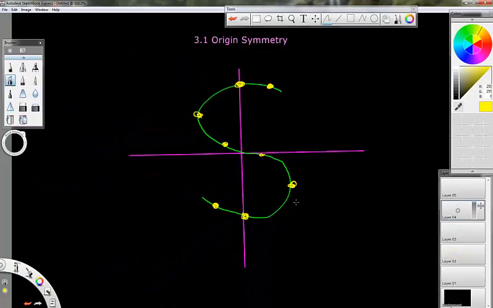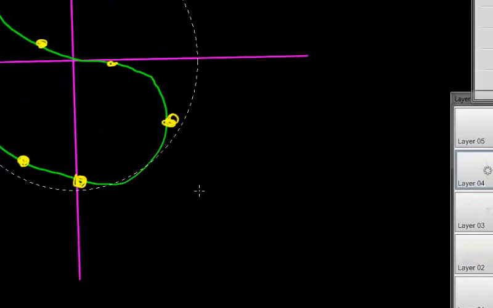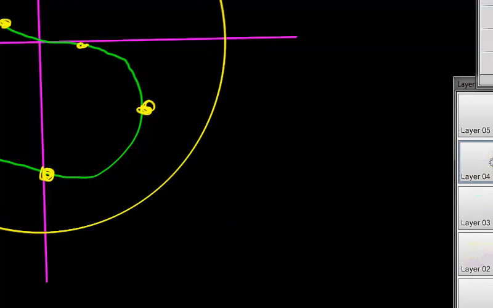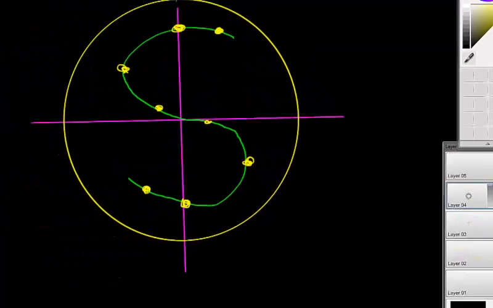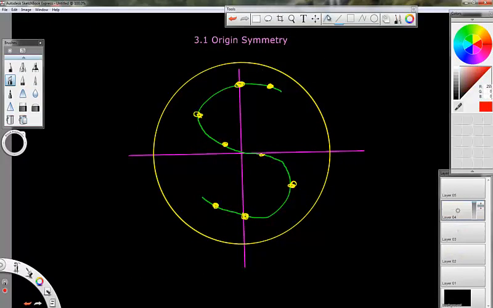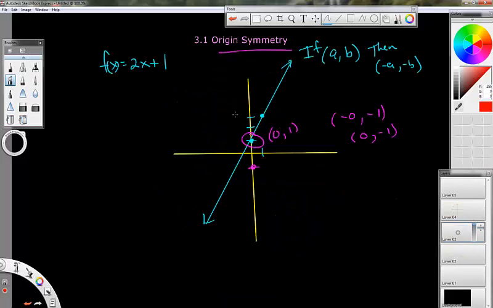A circle, if I were to make a circle on this graph, would have origin symmetry. This point, this point, and so on. That has origin symmetry. But if we go back to this line, it does not, because you can see that this point is not reflected down there like that. All right, have a good one.